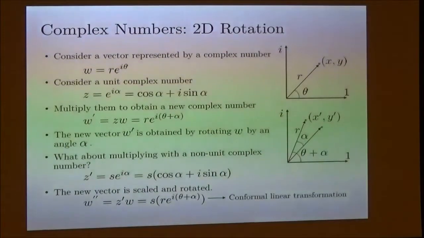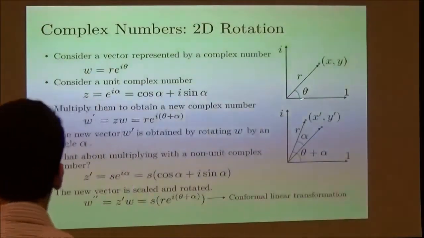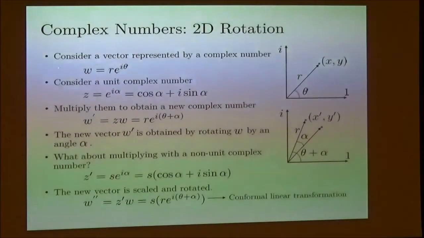Then the next question is, how do we effect a 2D rotation from a complex number? So let's say we have a vector, and that's the vector over here, being represented by a complex number in polar form. So it has a magnitude, it has an orientation. Now let's consider a unit complex number. A unit complex number would be something that has unit magnitude, so x coefficient squared plus y coefficient squared equal to 1, and that's the case over here, so this is a unit complex number.